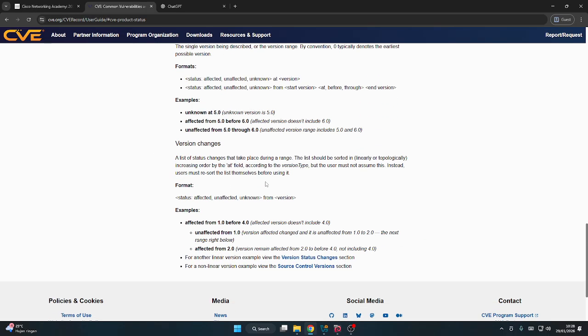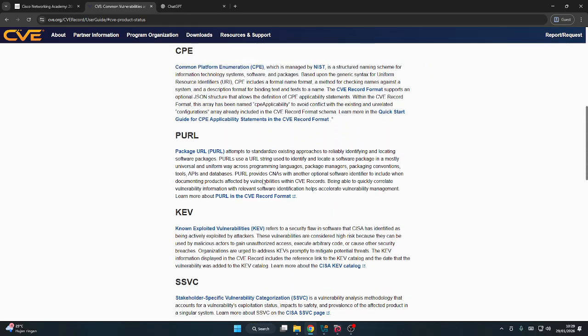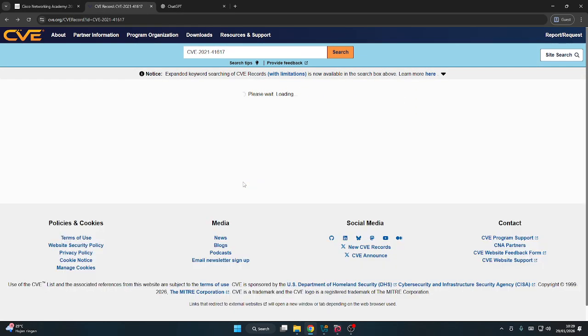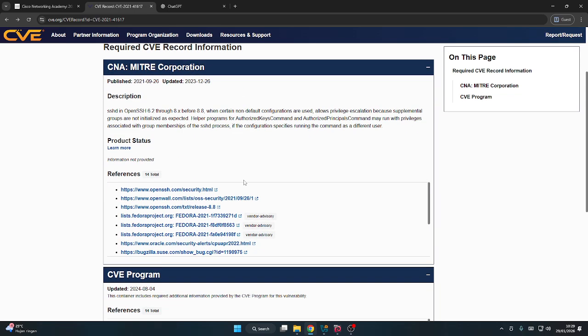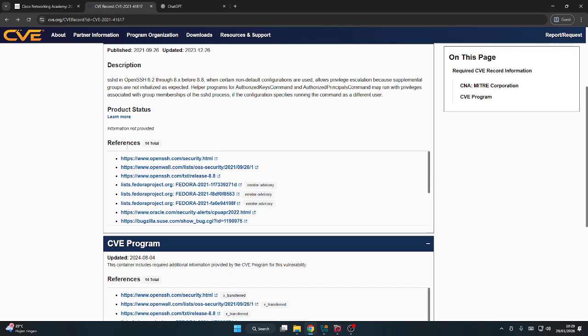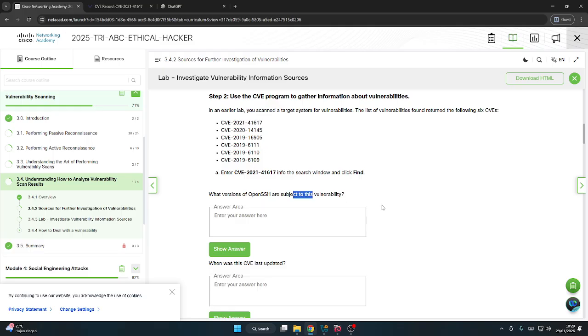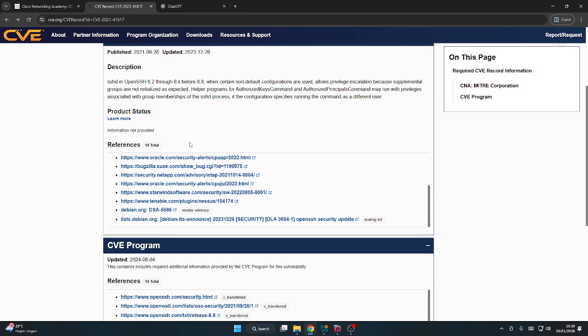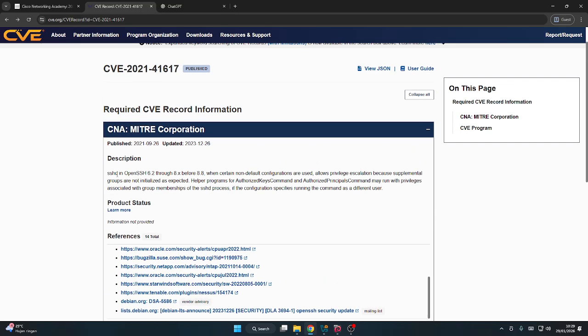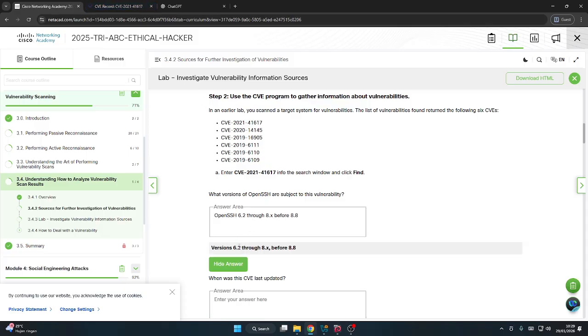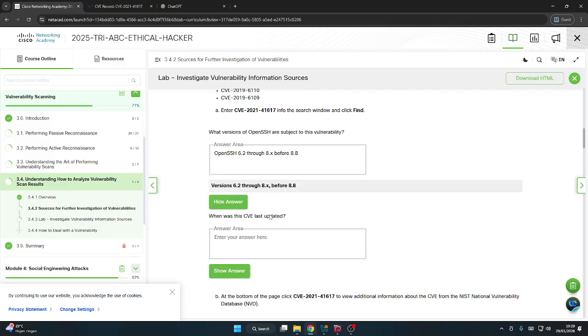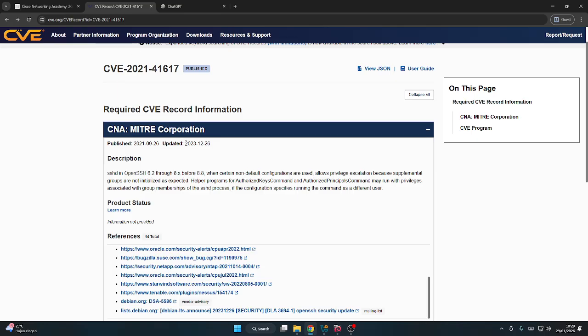There's a complete version of the references. So what versions of OpenSSH are subject to this vulnerability? OpenSSH, maybe this. And when was this CVE last updated? 2023.